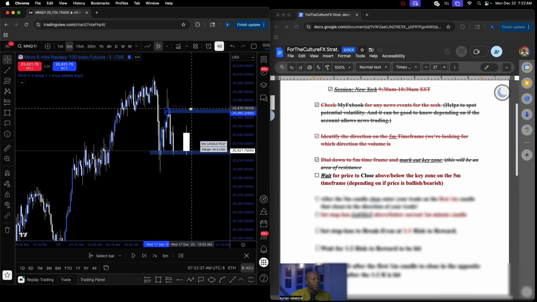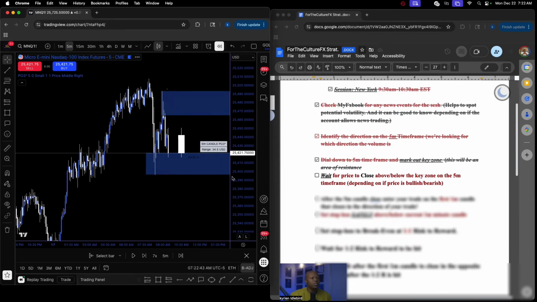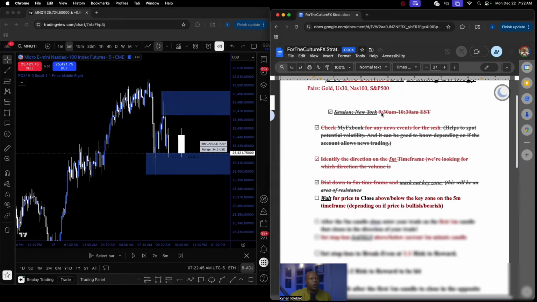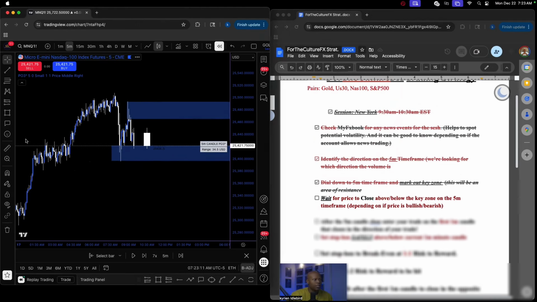If we go back to the candles, how I want this set up is from the candle's body to the wick. All we need to do is see our opening 9:30 candle either close below or above this key area, which is our next step. So our next step is to wait for price to close either above or below our key zone on the 5-minute time frame. That means price needs to close within this area here or within this area here.